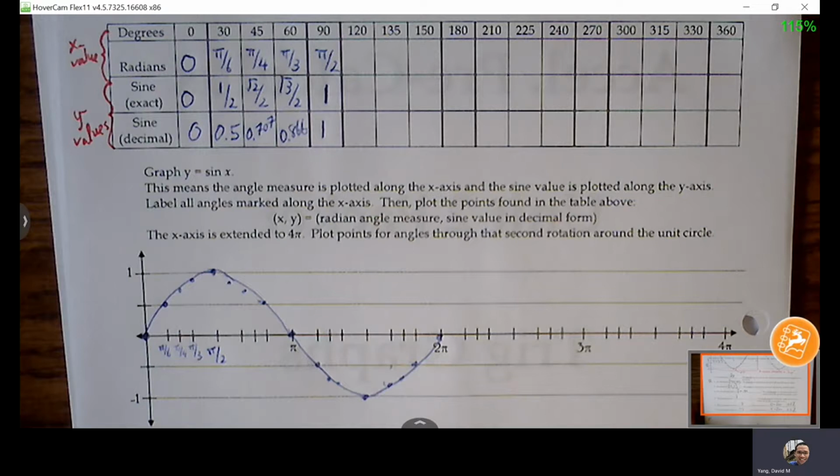So your graph should look like mine. Your y values will become negative. If you look at all your third and fourth quadrant y values, those are all negative versions of the decimals that you have from the first and second quadrant. So that's going to create that portion that sits below the x-axis.